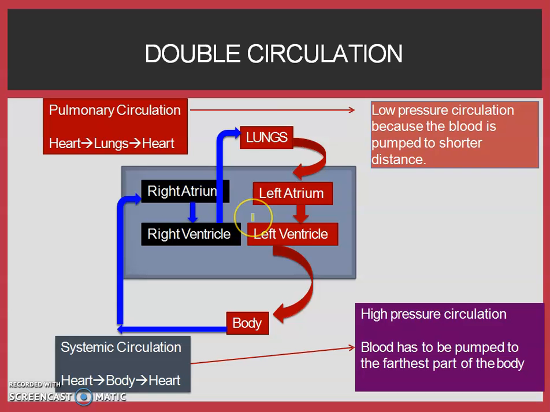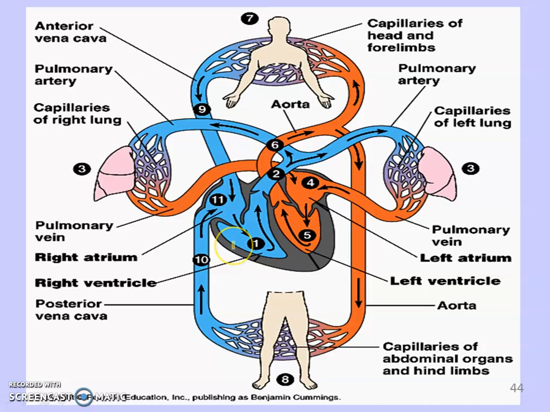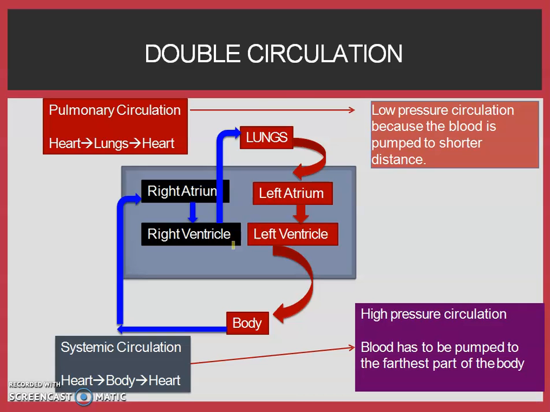This is a diagram of double circulation that you have to draw whenever it is asked. If it is not possible for you to draw this diagram, you can use this simpler one. Here the purple colored box is the heart, which shows the right atrium, right ventricle, left atrium, left ventricle, and then the lungs. Blood goes into the lungs, then from the left atrium into the ventricle, into the body. Here the double circulation is completed.